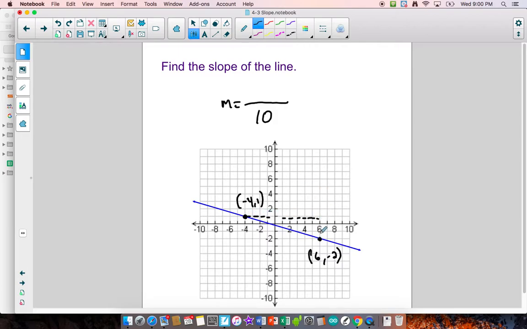What's my rise? Well, it looks like I'm right here. I need to go down. I'm up at 1. I go down to negative 2. My rise is 3, but I'm going in the downward direction. It's a positive x direction, so I'm going down 3. So negative 3/10 is my slope. That's it. Just count and you're done. Should be fairly easy for you.